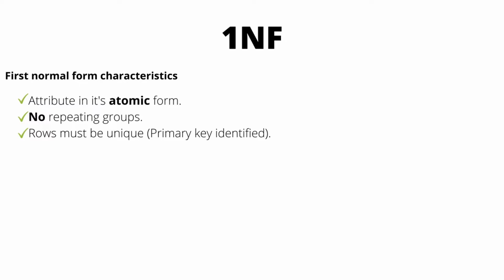So first, normal form. The three characteristics that a table must have to be in first normal form are: one, attributes in atomic form; two, no repeating groups; and three, rows must be unique. In other words, the primary key must be identified.